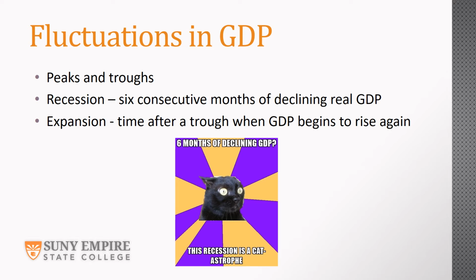Since the gross domestic product is a measure of the economic health of a nation, it is calculated at regular intervals. Because of this, the GDP may fluctuate from month to month. In other words, a graph tracking GDP will have peaks and troughs. This leads to some official definitions. A recession occurs when the GDP declines in real terms for 6 consecutive months by removing the effects of inflation. Expansion occurs when the GDP is on an upswing after a trough.